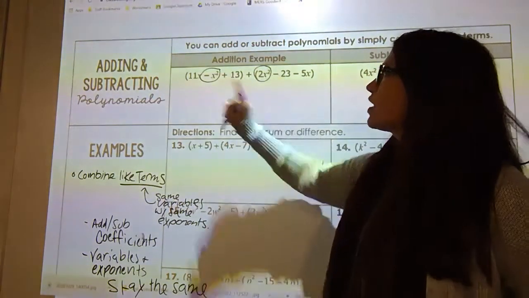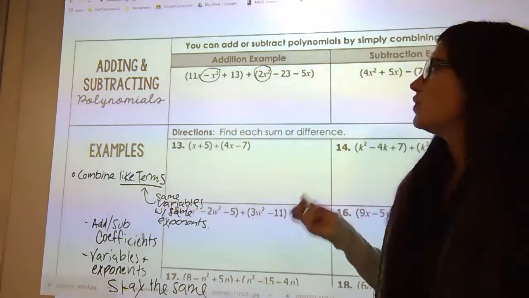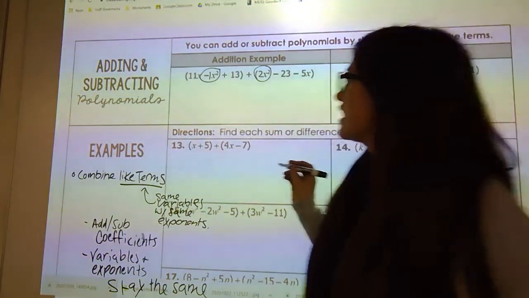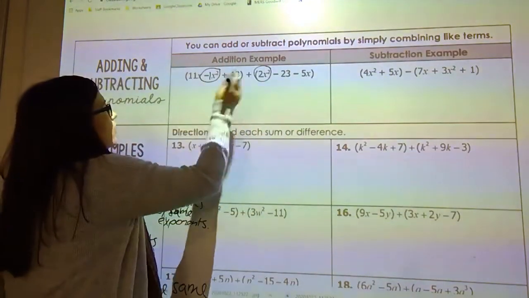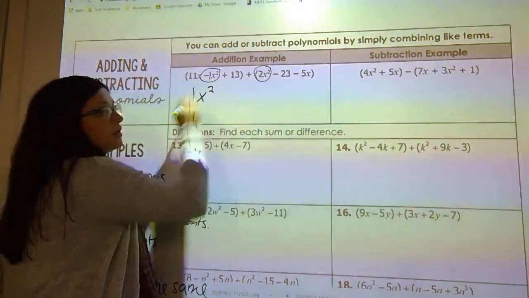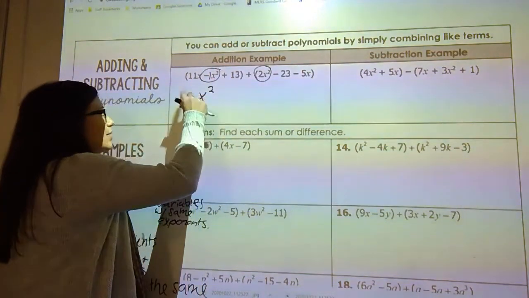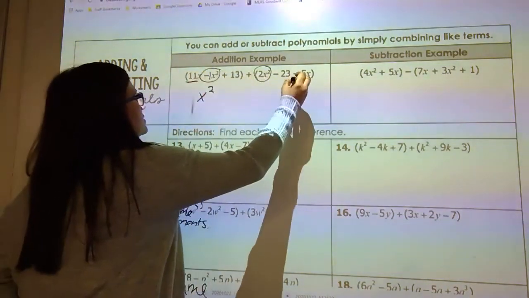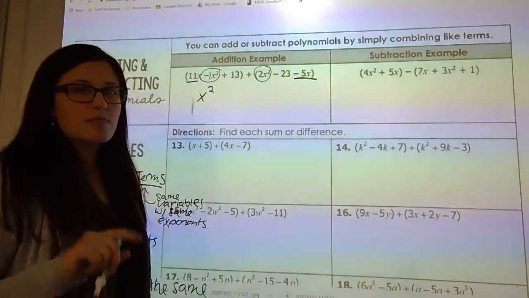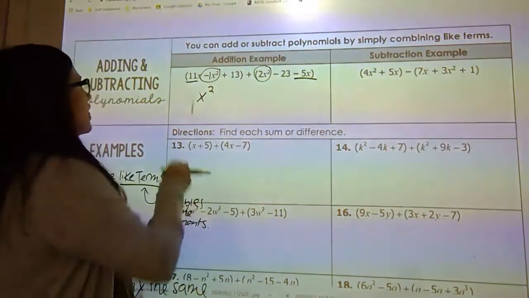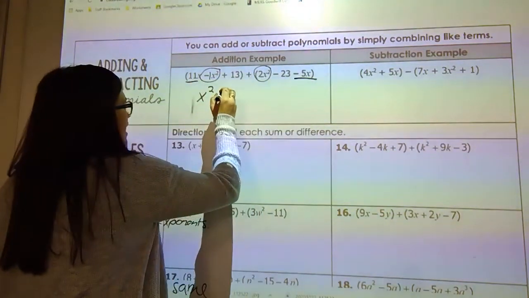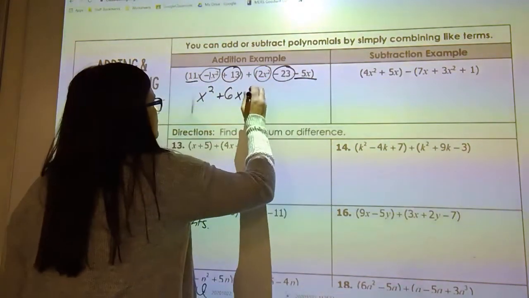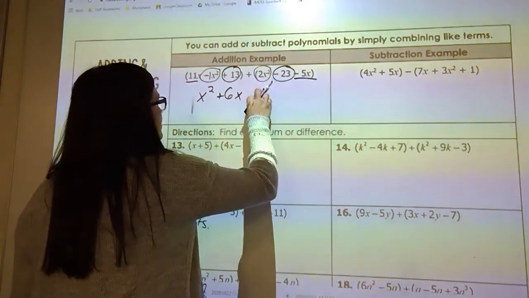If I have 2x squared and negative x squared, I have to add the coefficients. So I have a -1 plus 2, which is a positive 1x squared. You can write 1x squared, or you can just write it properly and say x squared. Then I have an 11x and a -5x. Be careful, the minus signs before a term make it negative. So 11x minus 5x gives me a positive 6x. And then finally, I have 13 and -23, so I have a -10.